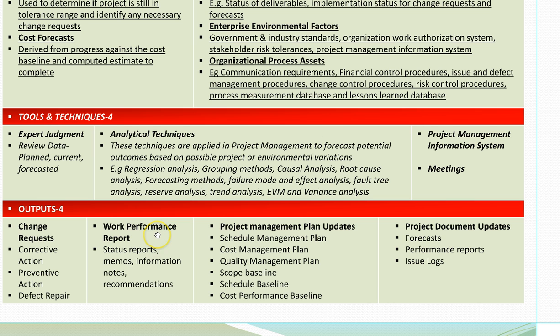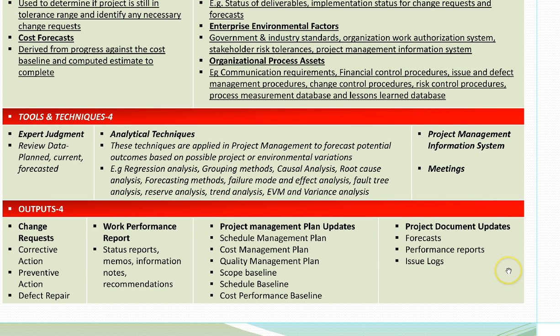Another output is work performance reports, which are the status reports. As in, this week we completed so much work. Next week we are scheduled to finish this. How much are we doing right now? What should we have by the end of the week? Memos, information, notes, recommendations, all that would go into the work performance report. And again, who do we send this work performance report to? We send it mostly to the stakeholders. We have to communicate with the stakeholders as to where we stand with the project at that particular time.